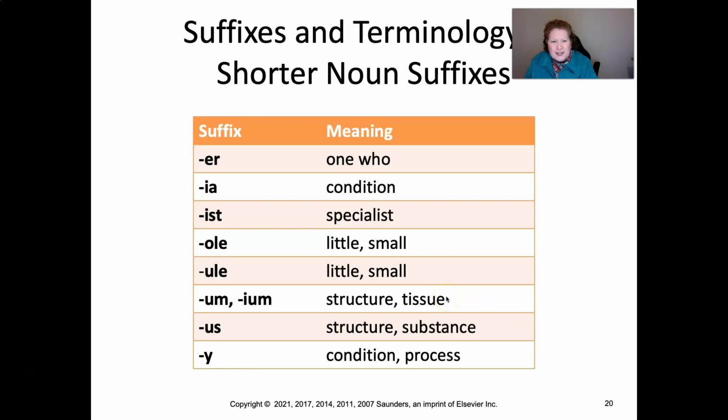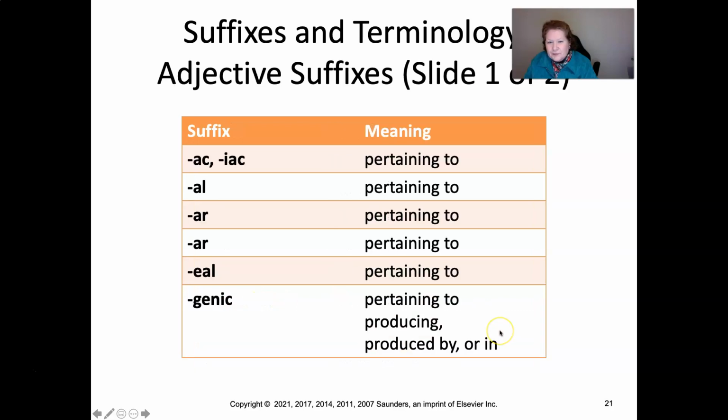Here are more suffixes, and these are little ones, short ones. Watch out for ol and ole. They mean the same thing, but when you're spelling, you need to know which one is correct. And the same thing with eal and eum. Again, ac and iac, those are the same, pertaining to, but in order to spell it correctly, you need to know which one belongs with which one. So be watching for that as you're learning and going through the book and assimilating that.